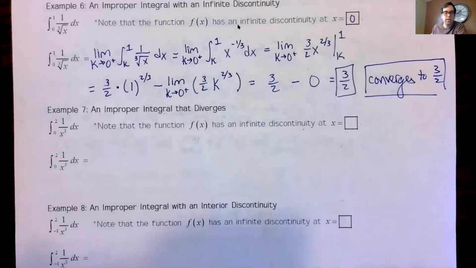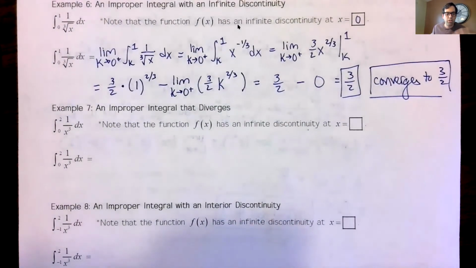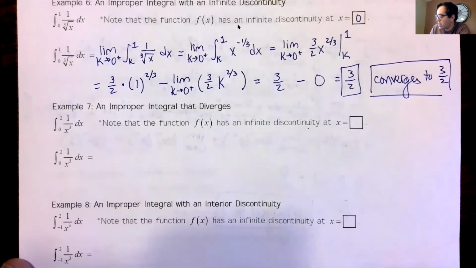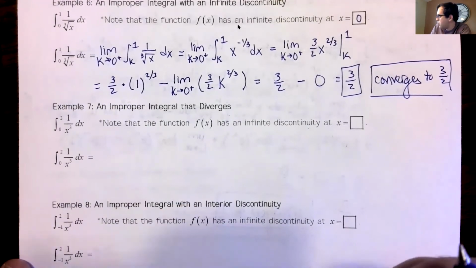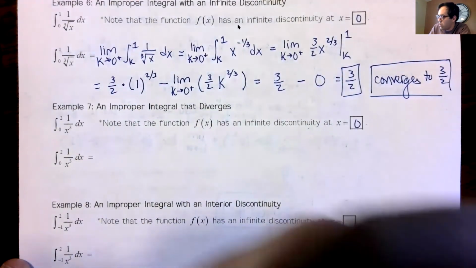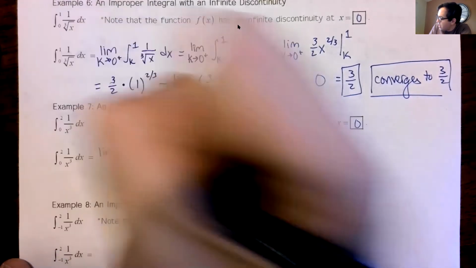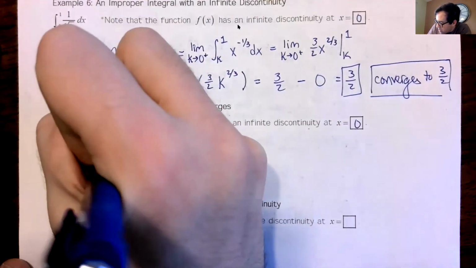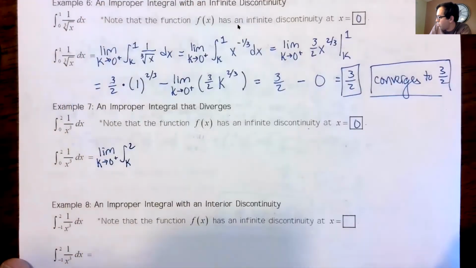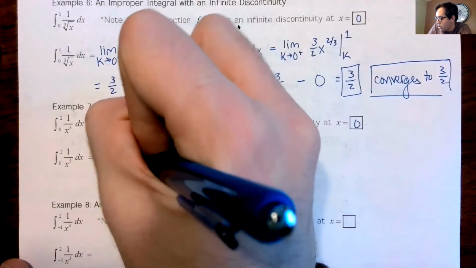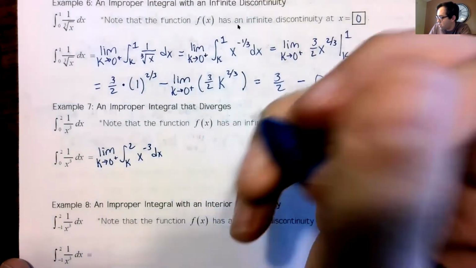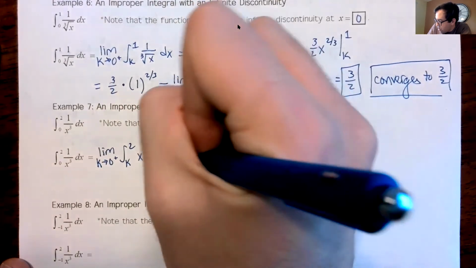All right, let's try an improper integral that diverges. Integral from 0 to 2 of 1 over x cubed dx. Note that this function has an infinite discontinuity at x equals 0, just like the previous question. So we're going to have to use the limit as k approaches 0 from the right of the integral from k to 2. And I'm going to just jump to x to the negative 3rd dx so that I can evaluate this a little bit easier. So we have to write the limit statement every single time.